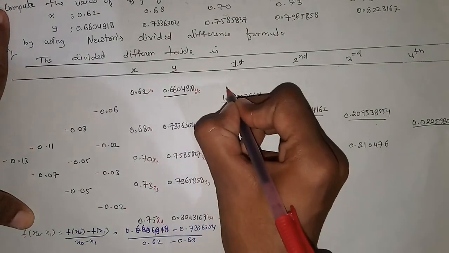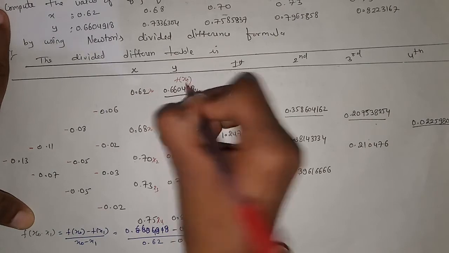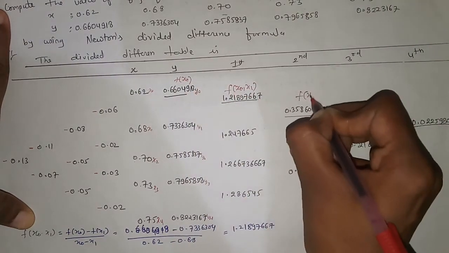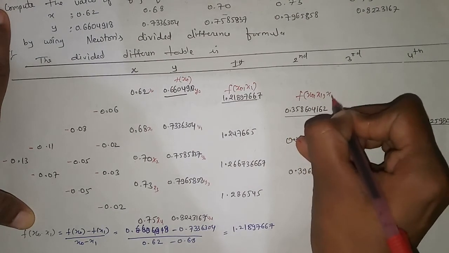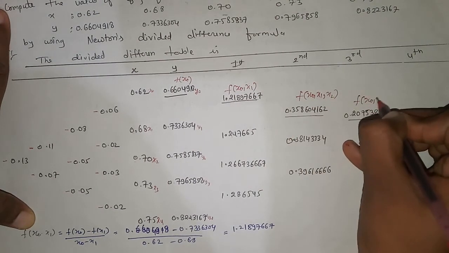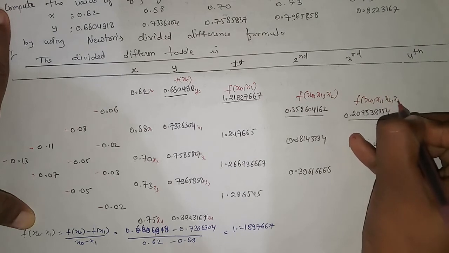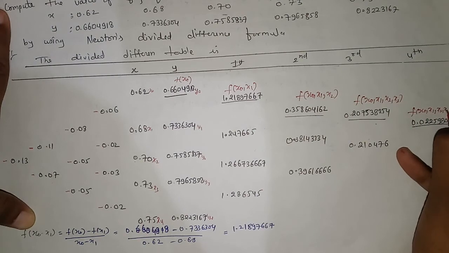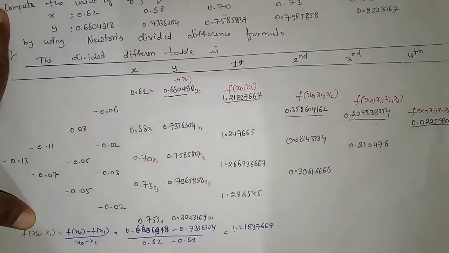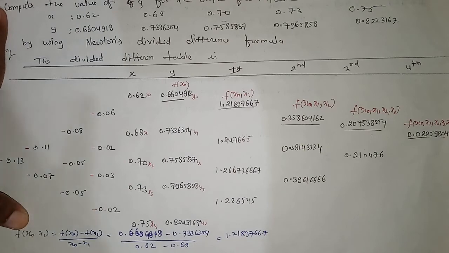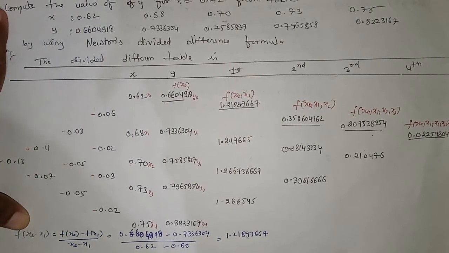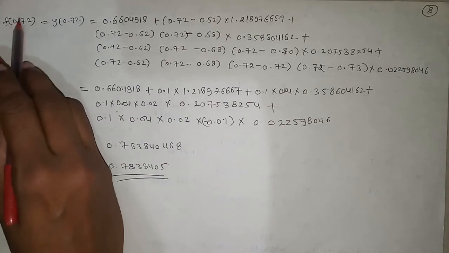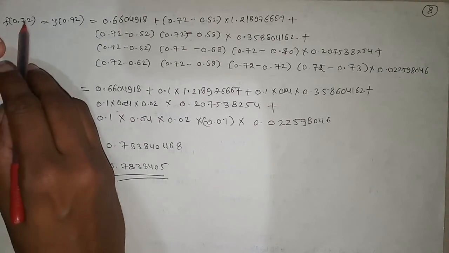This is our f[x0]. This is f[x0 x1]. This is f[x0 x1 x2]. This is f[x0 x1 x2 x3], and the last value we have is f[x0 x1 x2 x3 x4]. So we have calculated all these values. Now we will put these values in the formula. We have the formula f(x), where x is whatever value is asked, so 0.72.